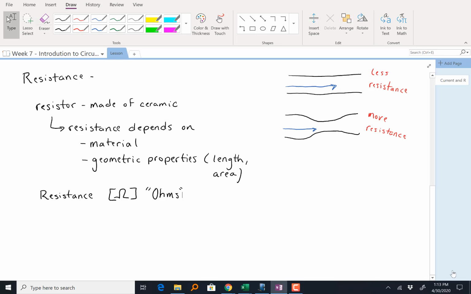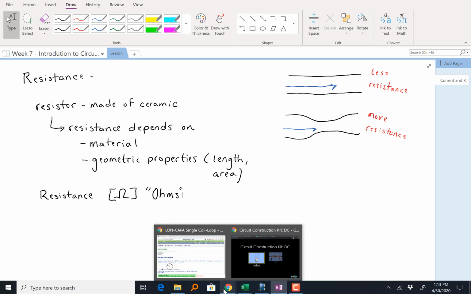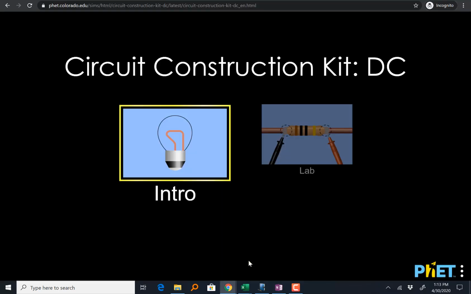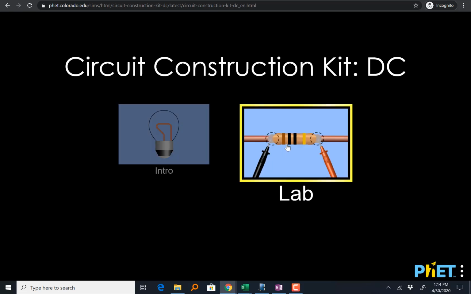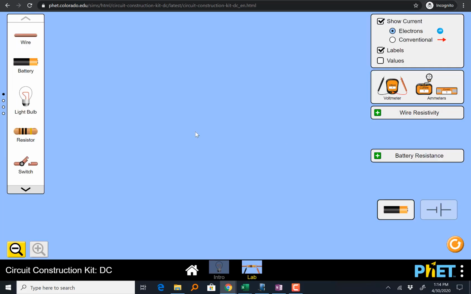All right, so for the second part of this, we're going to collect some data that you will then be asked to analyze as a part of your homework for this week. And we're going to collect that data using this PhET simulation, the Circuit Construction Kit, which there's a link provided to. I'm going to go to the lab option.